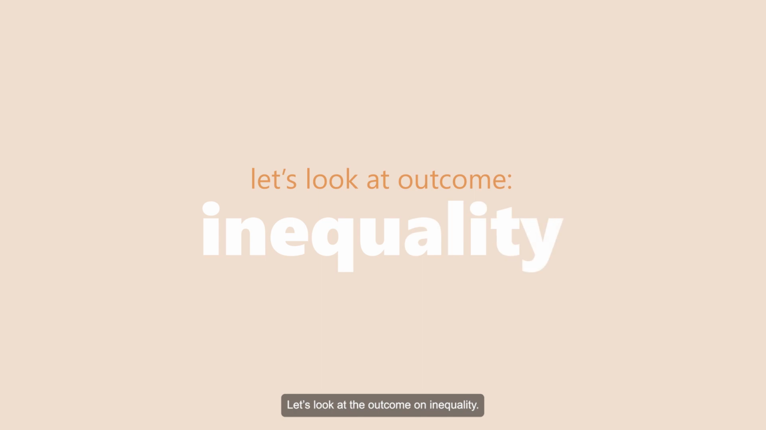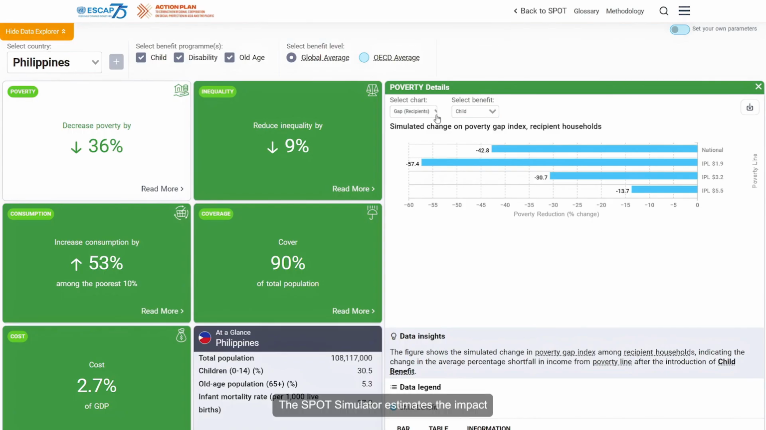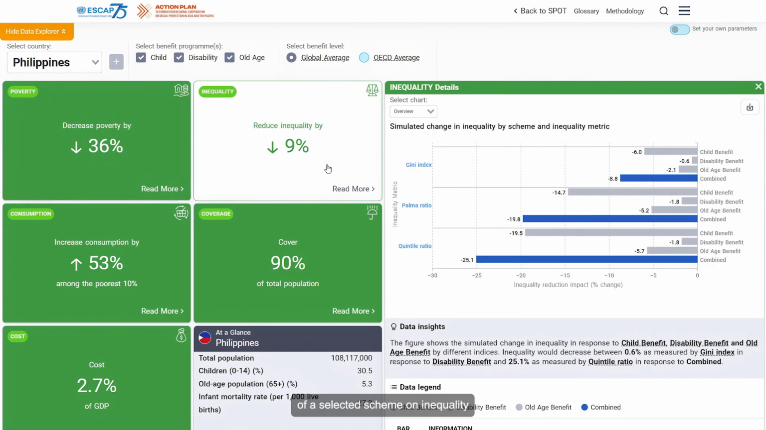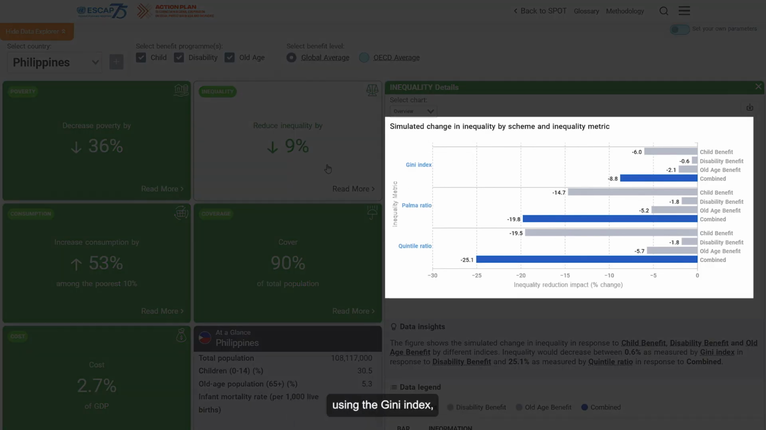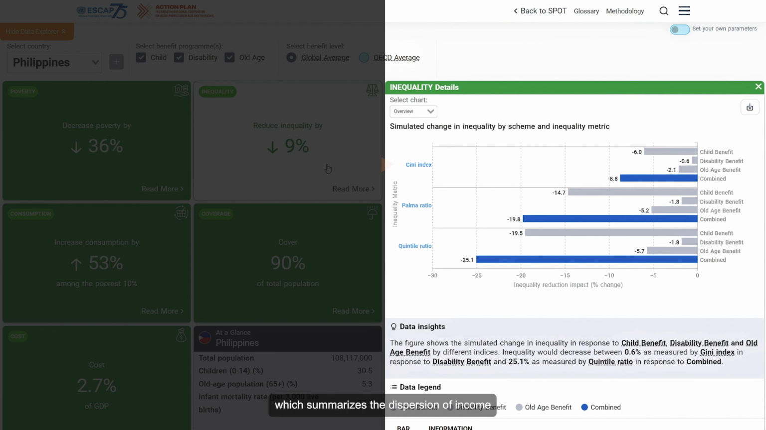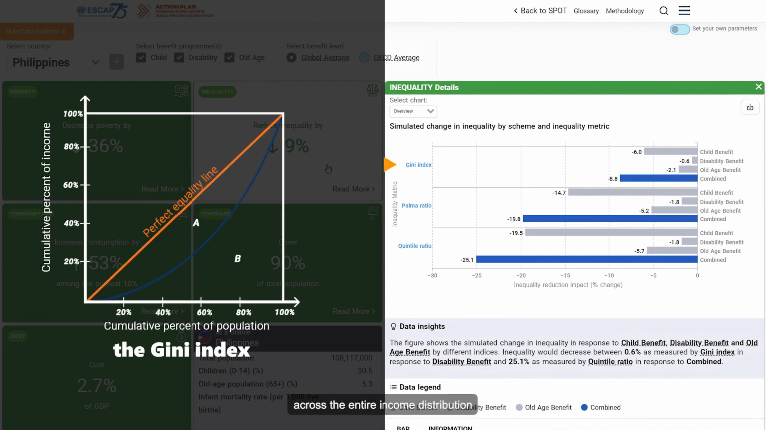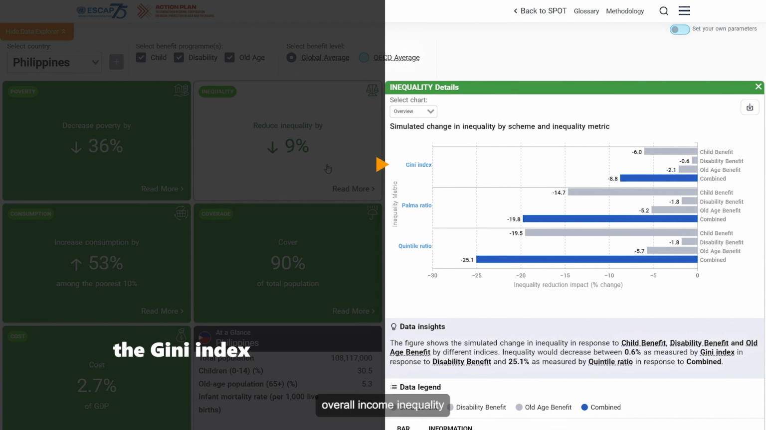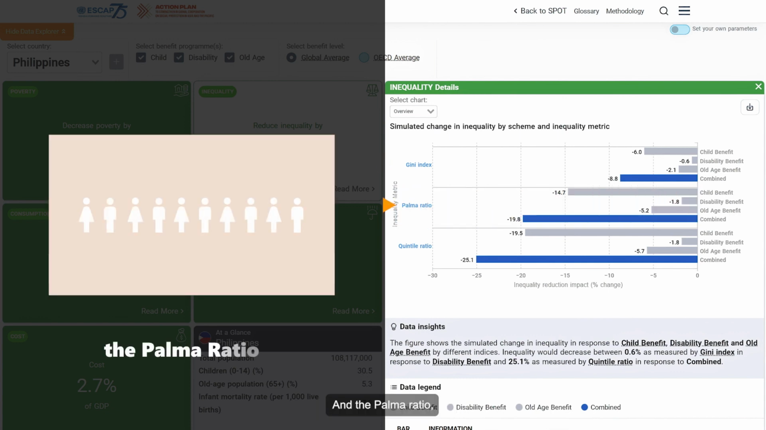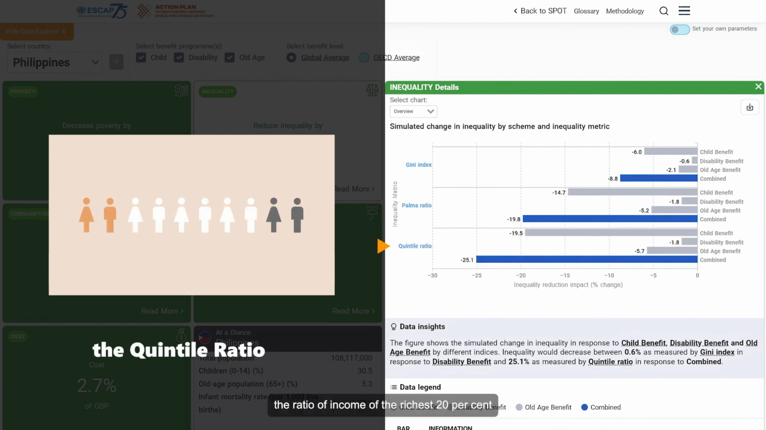Let's look at the outcome on inequality. The Spot Simulator estimates the impact of a selected scheme on inequality using the Gini index, which summarizes the dispersion of income across the entire income distribution and provides a snapshot of overall income inequality. And the Palma ratio, the ratio of the income share of the richest 10% to that of the poorest 40%, and the quintile ratio, the ratio of income of the richest 20% to that of the poorest 20%, measuring inequality between the richest and the poorest by different income quantiles.